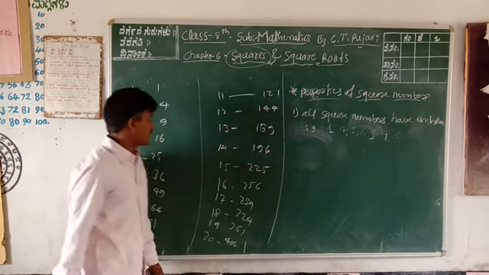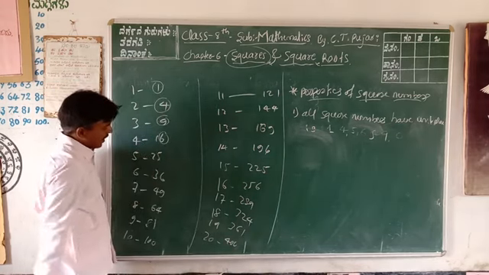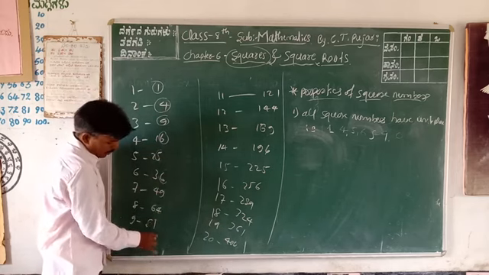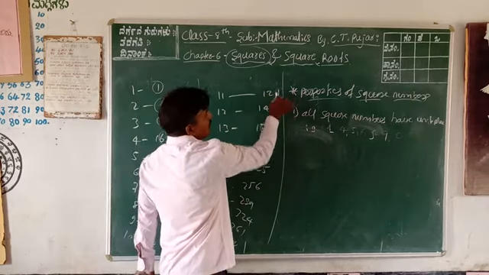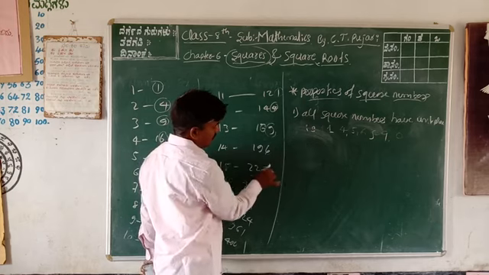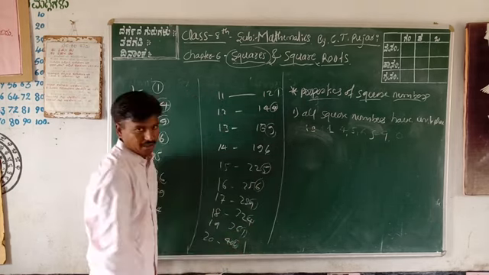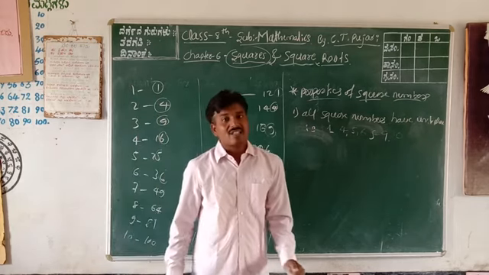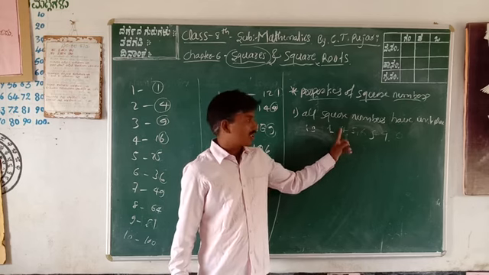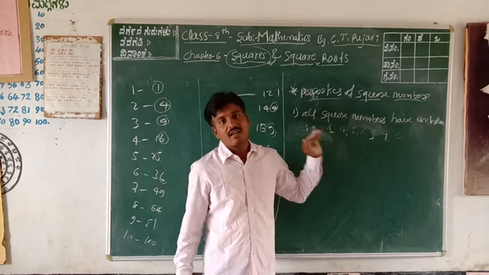For example, consider the digits: 1, 4, 9, 6, 5, 6, 9, 4, 1, 0. All square numbers have the unit place only 1, or 4, or 5, or 6, or 9, or 0. These are all perfect square numbers.